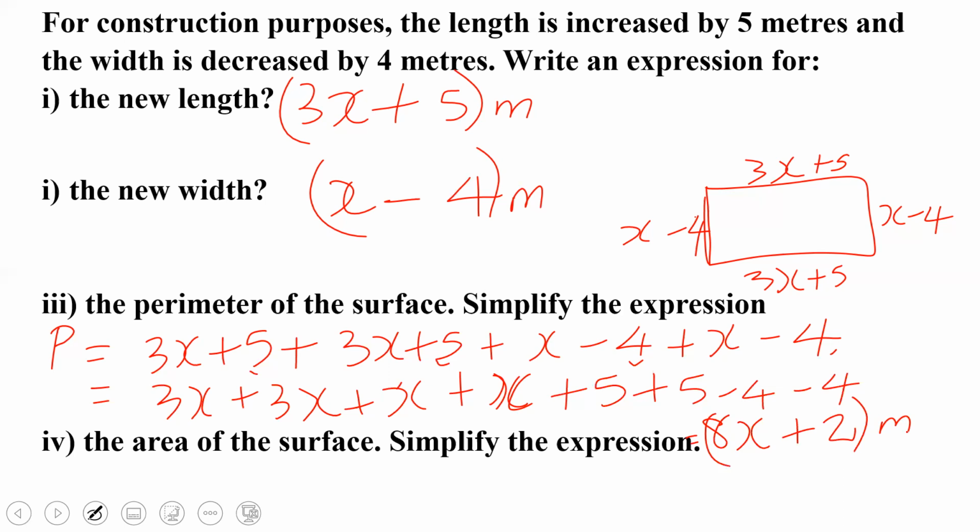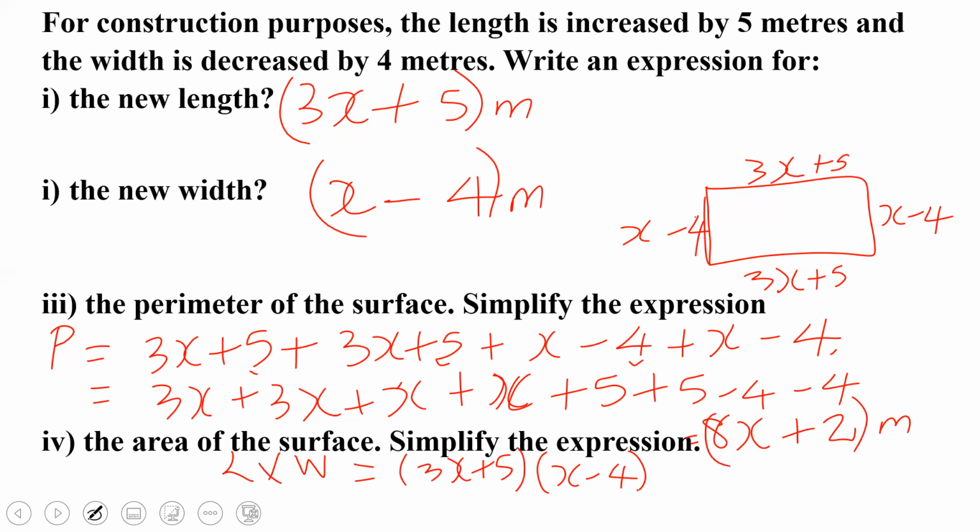All right, so the area of this surface is going to be the length times the width. And clearly, this cannot be referring to part A of the question. We are now at part B. And this is where some persons made a mistake. All right, so here we go. The new length is 3x plus 5. And the new width is x minus 4. And of course, you're going to ensure that you expand before you are able to simplify.